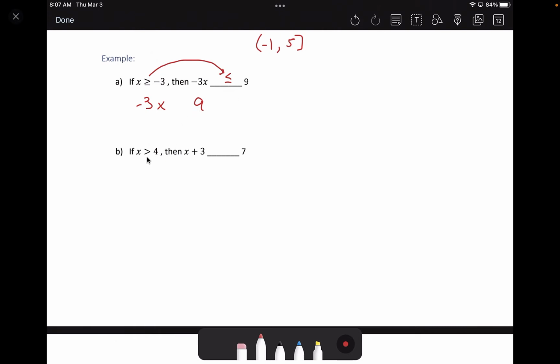In the next example, we're going from x is greater than 4 to x plus 3 is blank 7. It looks like we're adding 3 to both sides of our inequality. And doing that will not change the direction of the inequality. So we stay greater than. The only time we're going to flip the direction of the inequality is if we divide or multiply by a negative.